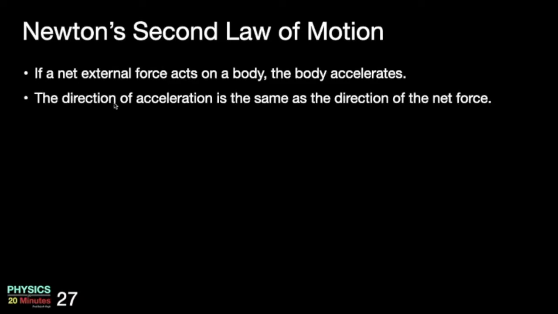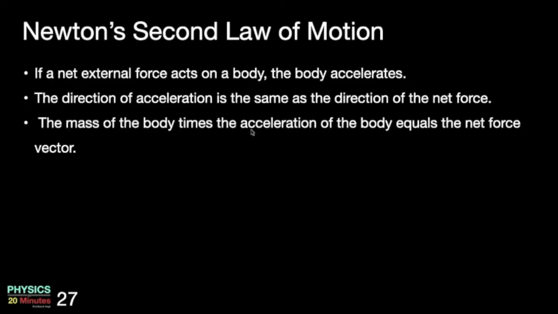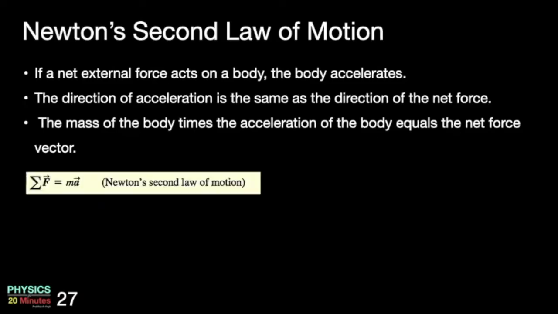The direction of acceleration is the same as the direction of the net force. The mass of the body times the acceleration of the body equals the net force vector. So the net force sigma F is written as mass into acceleration. Remember, mass is a scalar. So the direction of acceleration is the same as the direction of the net force. Acceleration can be determined by dividing the net force by the mass.